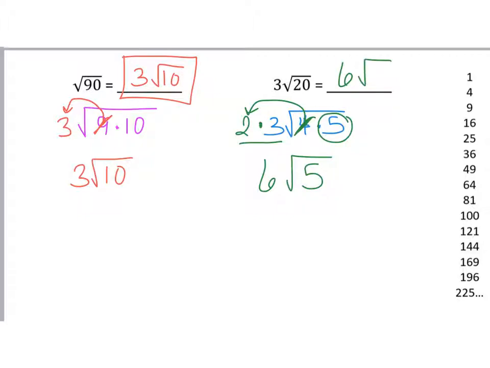How do you turn the 4 into a 2? The square root of 4 is 2. All we're doing when we take it out is we're square rooting it, because that's how you get something out from under the square root. Okay?